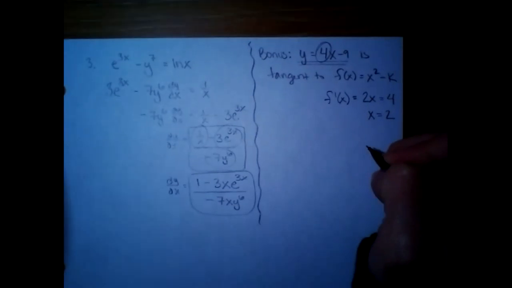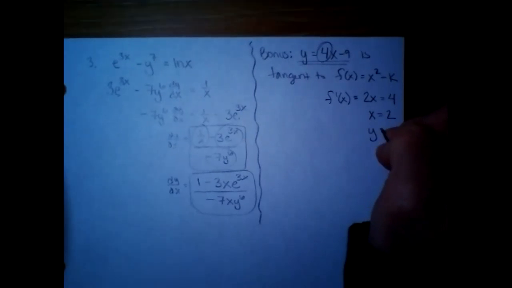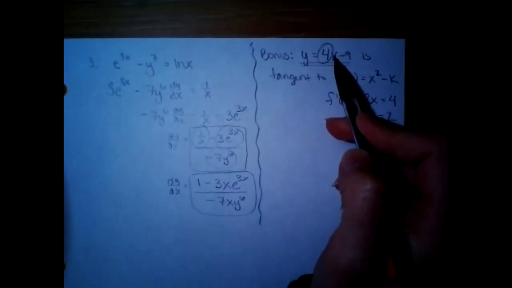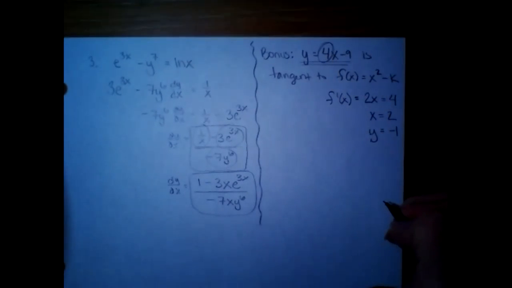And I know you're probably like, Ms. Cole, we're trying to find k. I don't really care what x is, that x is 2. But we have to get x and y before we can get k. So I'm going to plug 2 back in for x here, and we'll solve for y. So if this is 2, we'll have 4 times 2 is 8, minus 9 is negative 1.